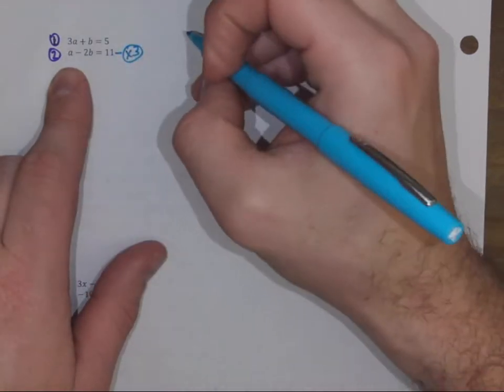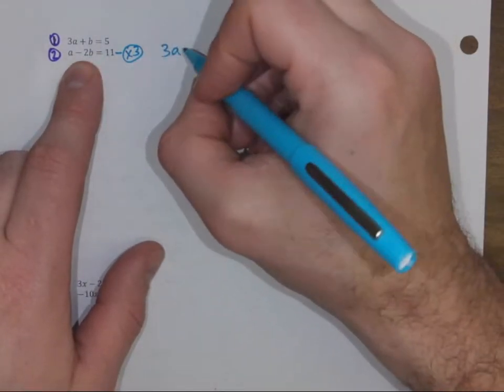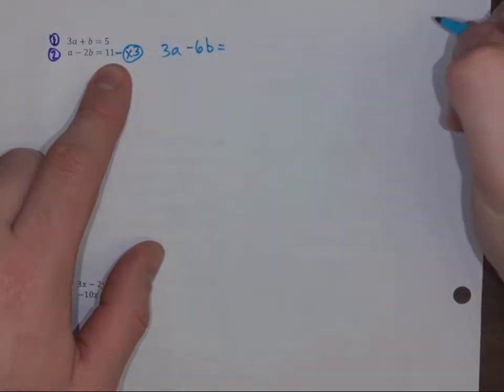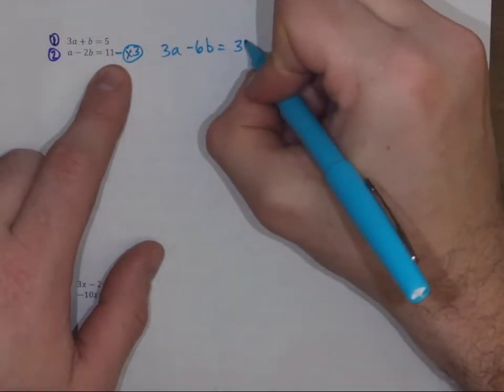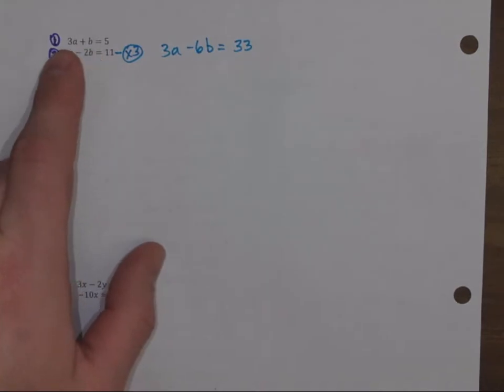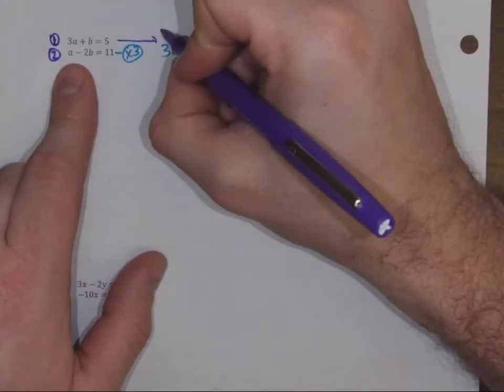That means 3 times a, 3 times negative 2b, which gives me negative 6, and 3 times 11. I don't need to multiply the second because now I have 3a and 3a, so I'm just going to slide it over here so that they're lined up again.